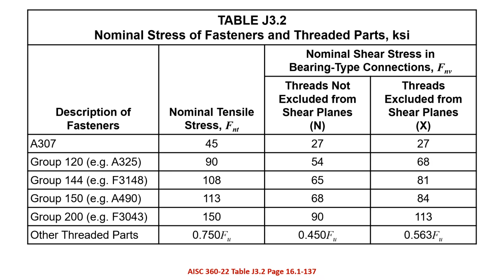We can look up the nominal shear stress F sub nv of the bolt in AISC table J3.2, and for an A490 bolt, which is a group 150 fastener, that is installed with its threads excluded from the shear plane, we find that F sub nv is equal to 84 ksi.